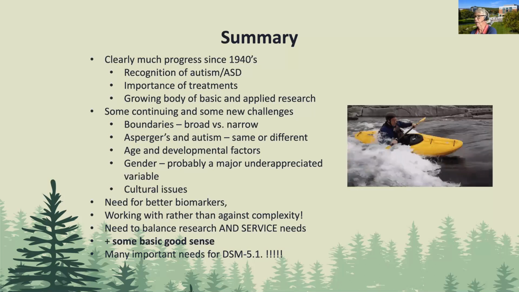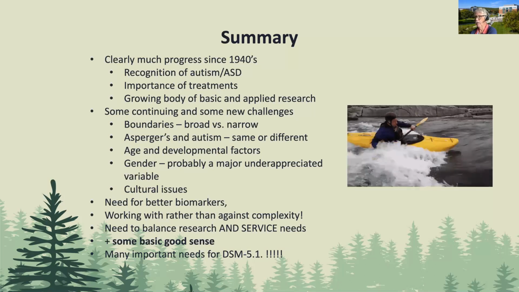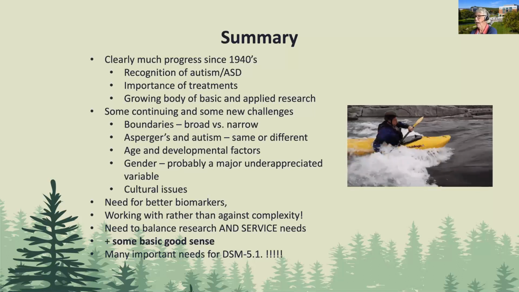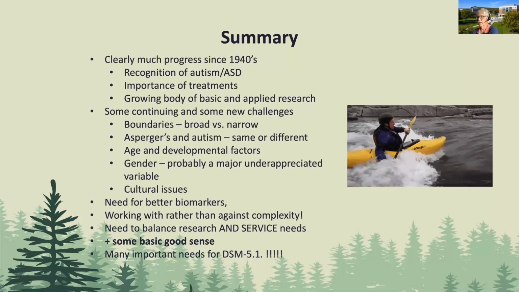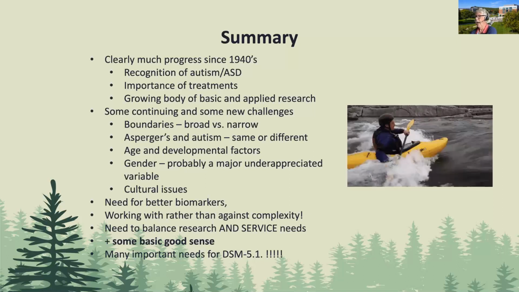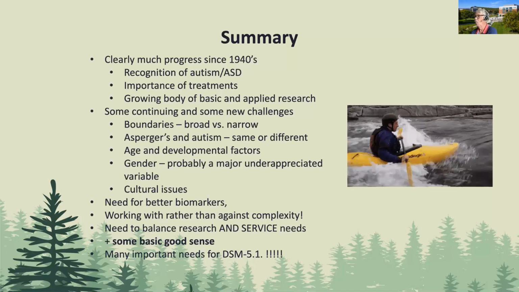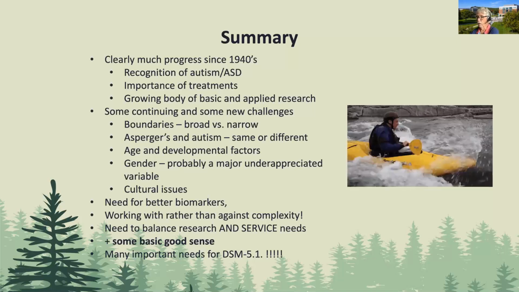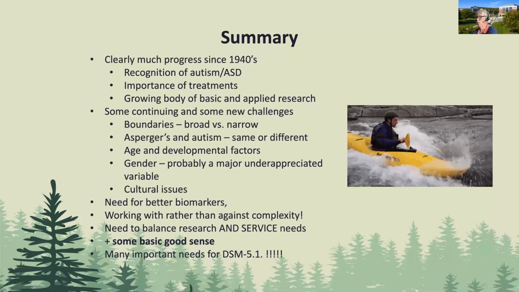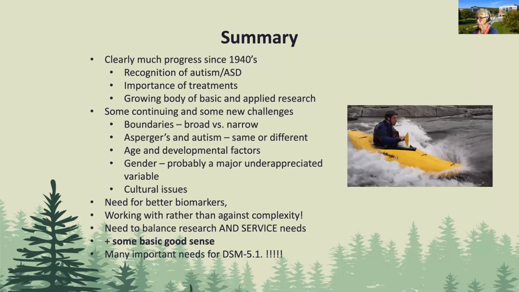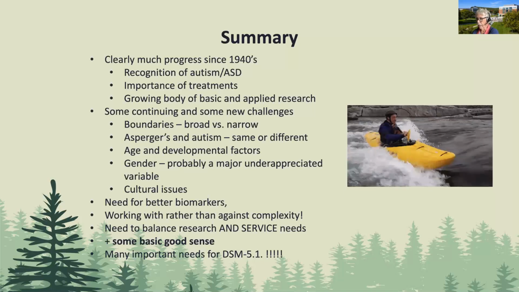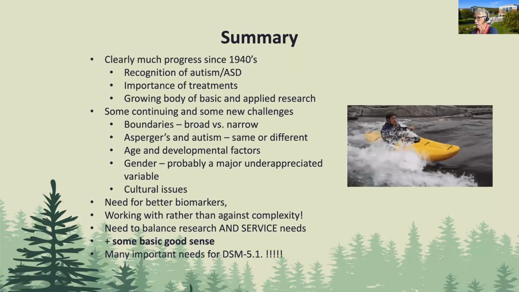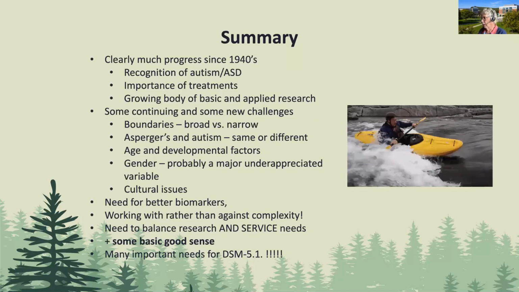Asperger's and autism, same or different, is a major problem. As I mentioned, Asperger's, that cat's out of the bag. The best way is how to deal with it, and just pretending it's not there is not the best way. We know that there are age and developmental issues, that gender issues are probably very much underappreciated, and increasingly there's a body of work on cultural issues. We would like to be looking for biomarkers, and several things are right now in process to be looked at as potential biological markers for autism or risk for autism. We should try to work with rather than against complexity and balance research and service needs. Probably most importantly, we need to build in a good amount of common sense in terms of coming up with a better approach to diagnosis. And hopefully these issues will be addressed in DSM 5.1.